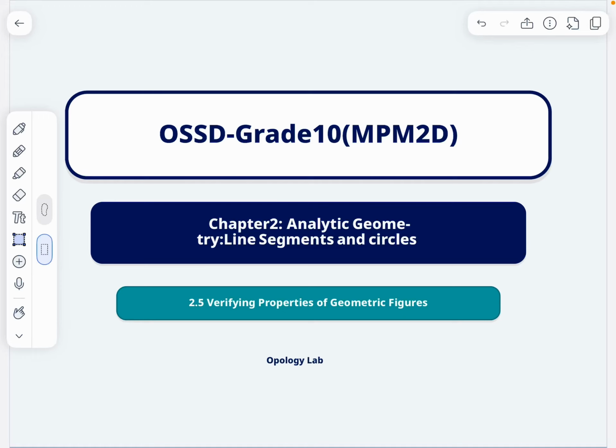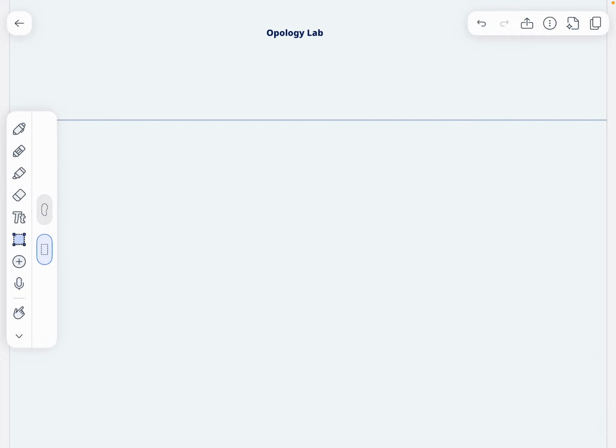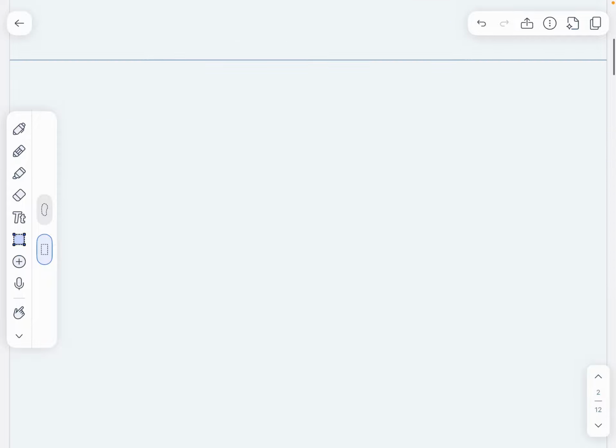This is the class OSSD Grade 10 MPM 2D, Chapter 2 Analytic Geometry, Linear Segments and Circles, Section 2.5 Verifying Properties of Geometric Figures. In this section we use coordinate geometry to verify different types of properties of geometric figures. First we need to review the different formulas we have already studied before.